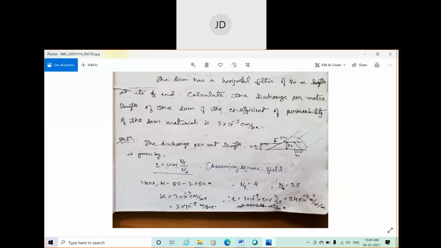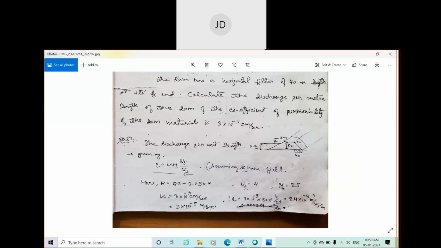The discharge per unit length formula is given as q is equal to k h nf by nd, where we have assumed a square field. We are assuming a square field since it is not mentioned in the problem, and the values of L and B are also not given, so we can assume the field is square so that we can cancel out L and B. So L and B are cancelled out here, and finally we get this formula q equal to k h nf by nd.